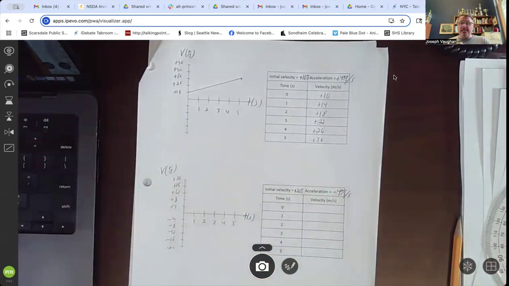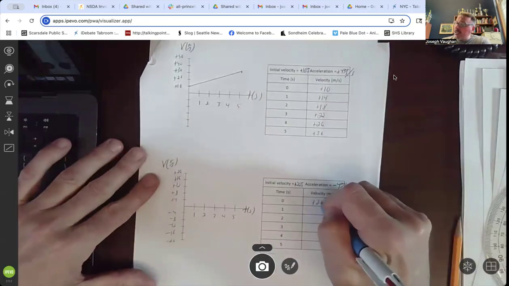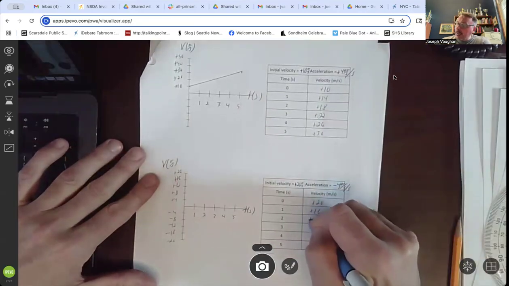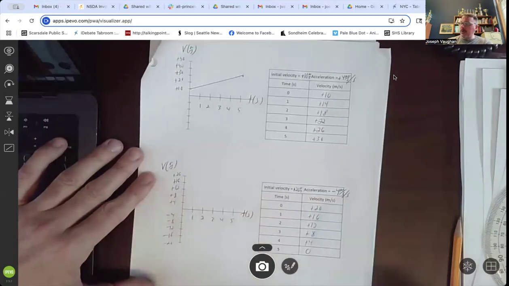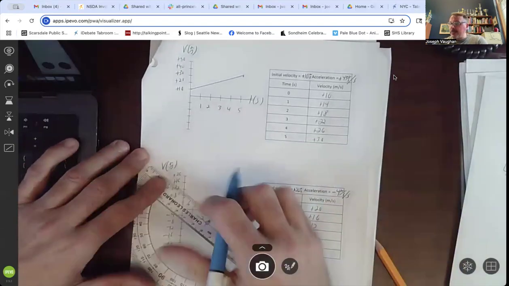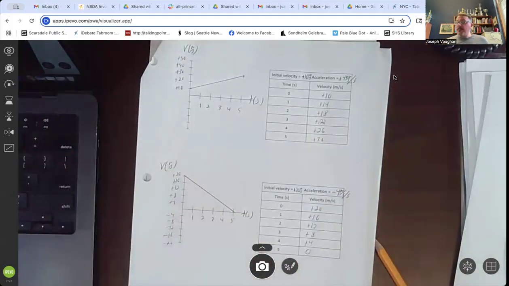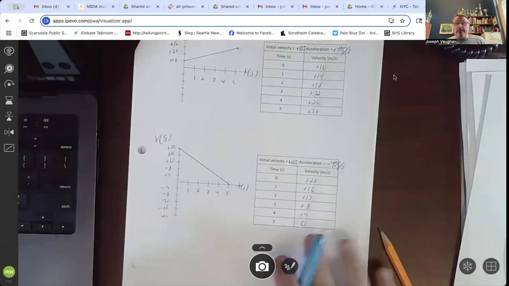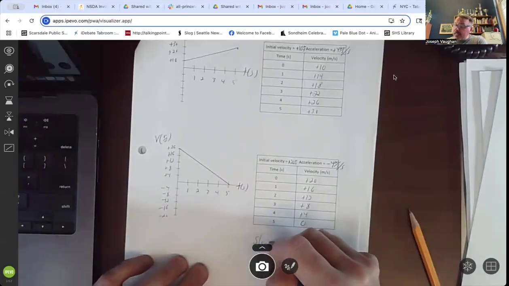Stop the video. See if you can figure this out. Great. Hopefully what you got was plus 20, plus 16, plus 12, plus 8, plus 4, and 0. And if I were to graph that, okay, there you go. Is this object speeding up or slowing down? Look at the data. Hopefully you said it is slowing down.